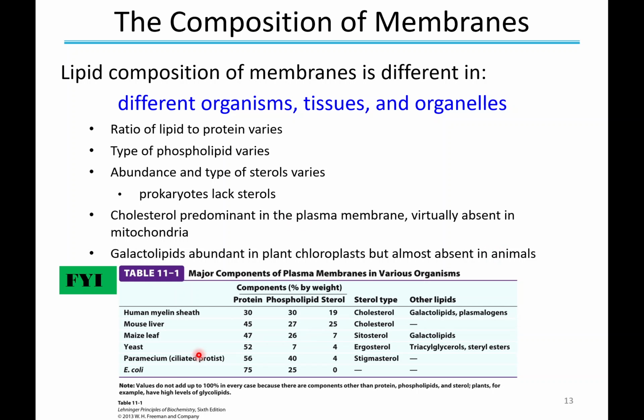This table here, you don't have to know any of these values, but it just shows you the components by weight percent of various membranes. So myelin sheath here, we have 30% protein, 30% phospholipid, and almost 20% sterol, that sterol being cholesterol. Then you can see they do change. In E. coli, for instance, it's almost 75% weight protein in its membrane and only 25% weight phospholipid. So the amount of protein in a membrane is actually very, very high.